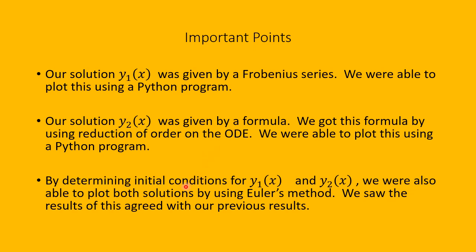We also saw that by determining initial conditions for y sub 1 of x and y sub 2 of x, we were also able to plot both of these solutions by using Euler's method. We had to find the initial conditions so that Euler's method could be used. We saw the results of this: the two graphs agreed, at least visually, with our previous results.